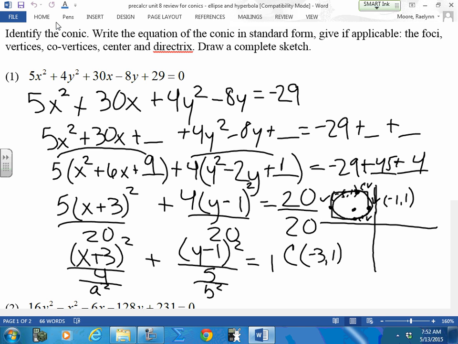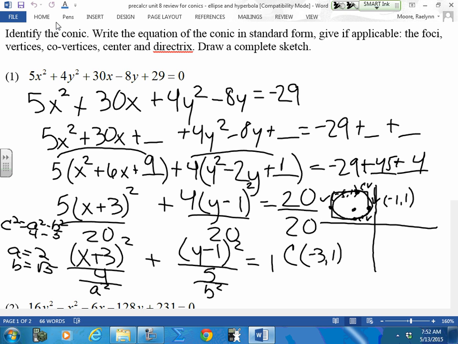Okay, so 20. Good. Now divide everybody by 20. Reduced it down. You are so good with this. So the center is 3, -1. A is 2. Just keep track over here. B is radical 5. And C, remember, C squared is A squared minus B squared, because you want it to come inside your ellipse. So your A squared is 4 minus your B squared is 5.